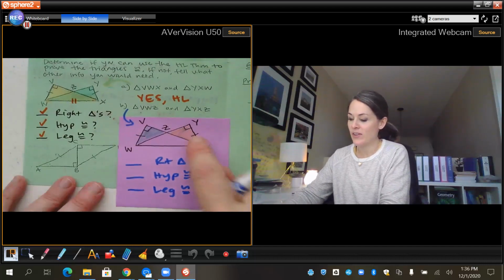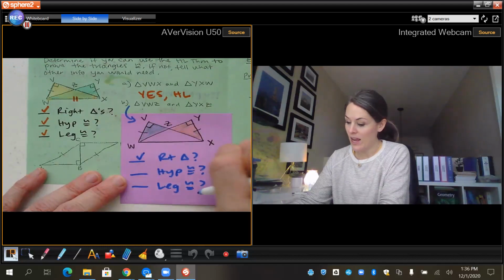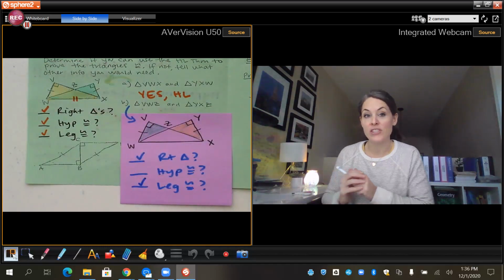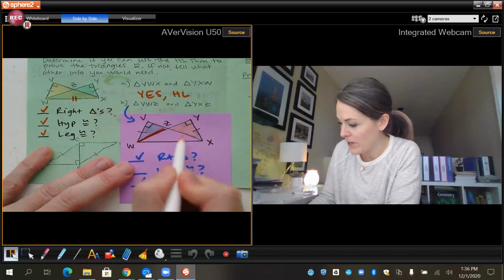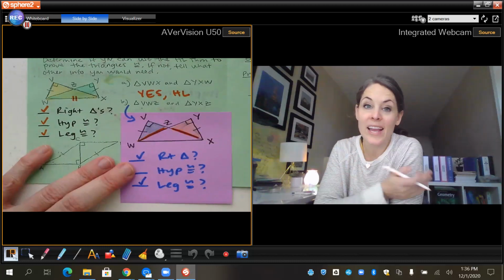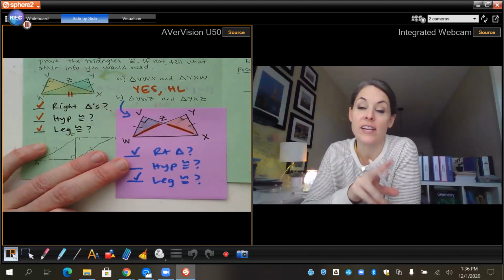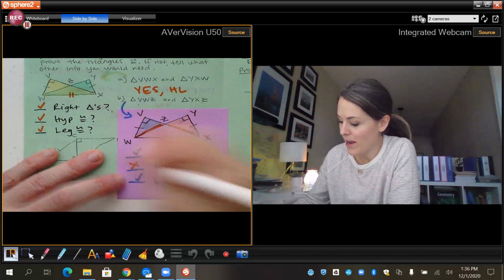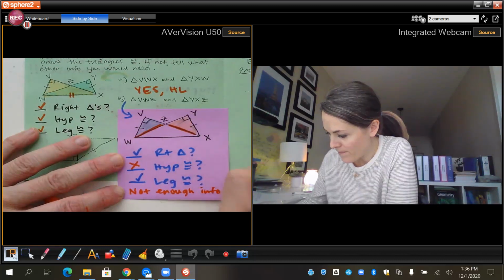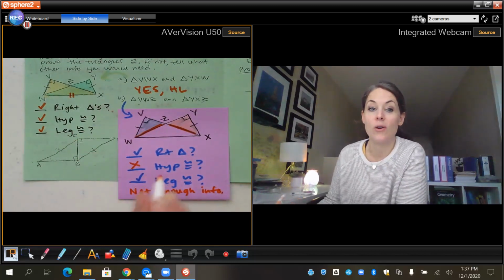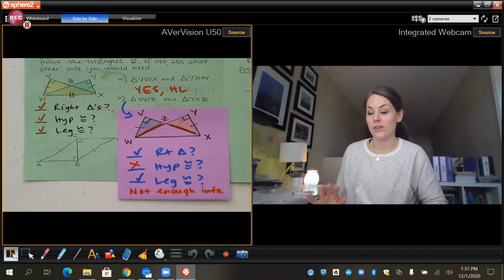Here I still have the same 2 things I had up here. I know that they're right triangles because they're triangles with right angles, and I know there's a leg congruent. So I would have to check the hypotenuse. The hypotenuse of each triangle would be this side, congruent to this side. I can't determine that visually. It's not a shared side. They're not vertical angles. Those are the only 2 things I can get just by looking at it. So this one I would not have. This would be not enough info to use HL. Because I don't know the hypotenuses are congruent, I could not use HL.